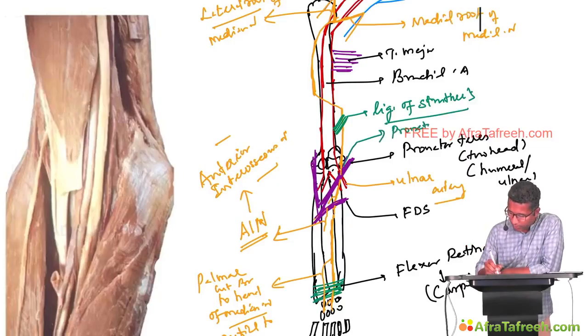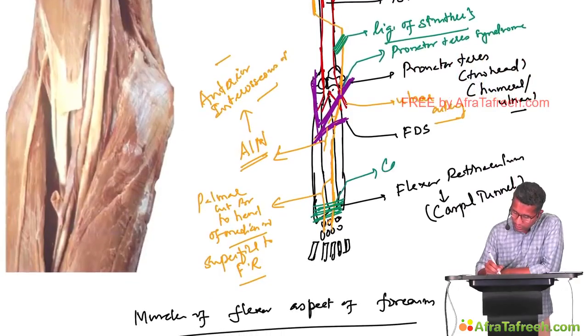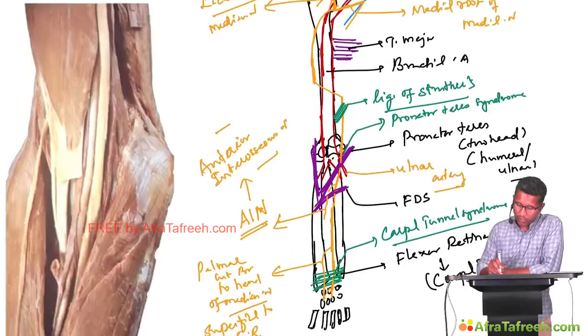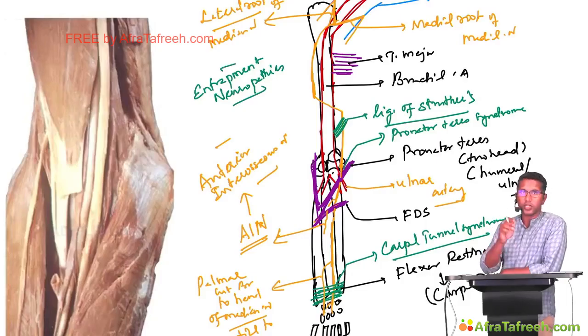resulting in pronator teres syndrome, or it can get compressed when it runs through the carpal tunnel. This is called carpal tunnel syndrome. Please remember, guys, these are called entrapment neuropathies. What are entrapment neuropathies? The nerve gets affected due to compression at various sites along its course.